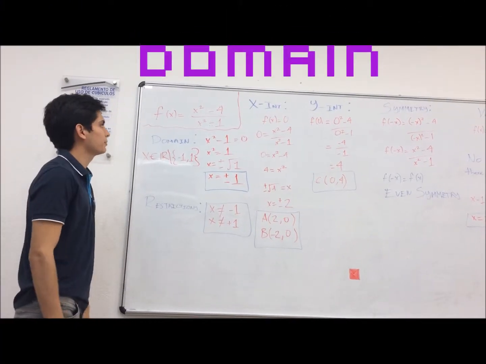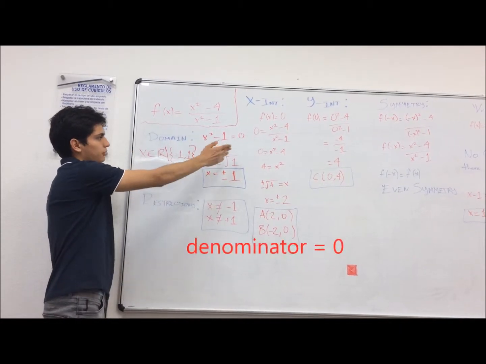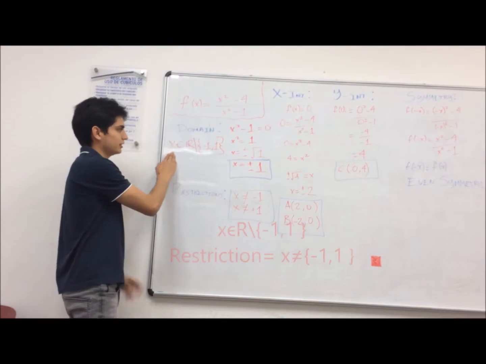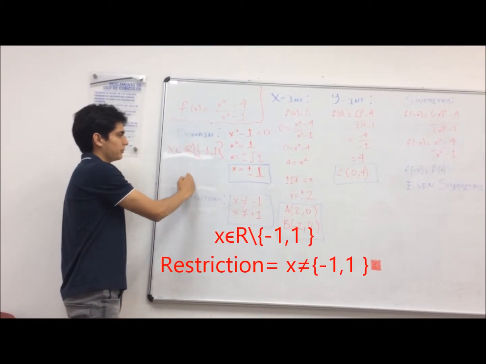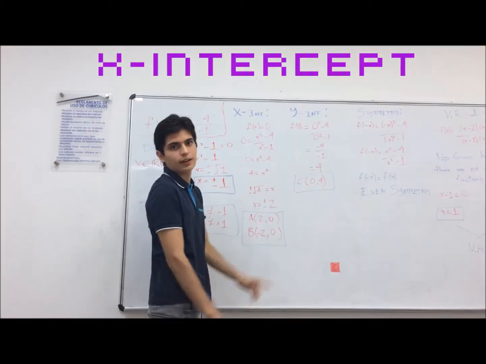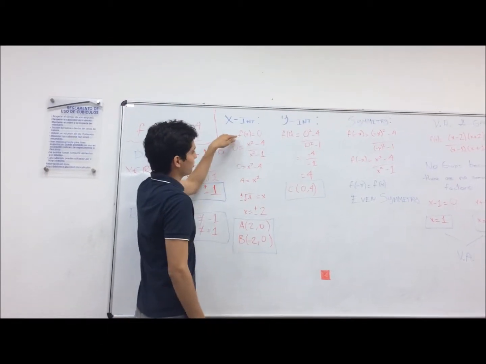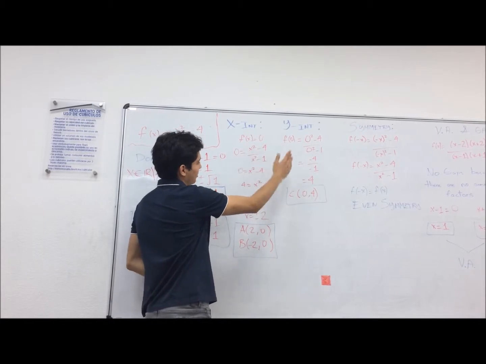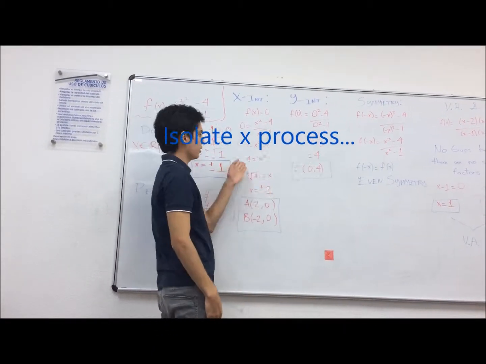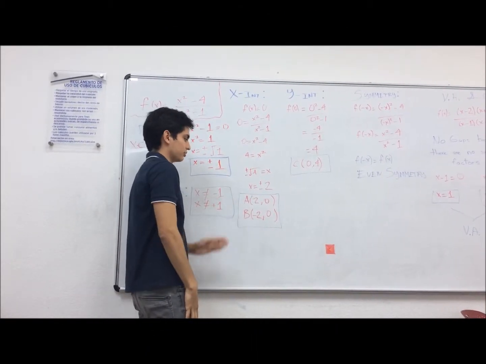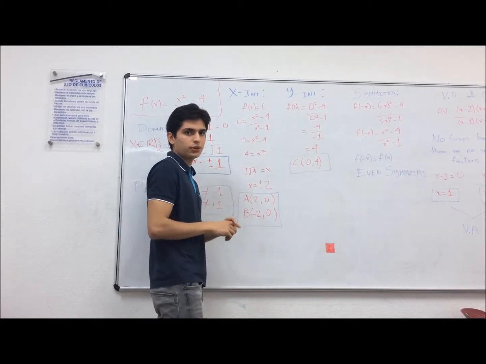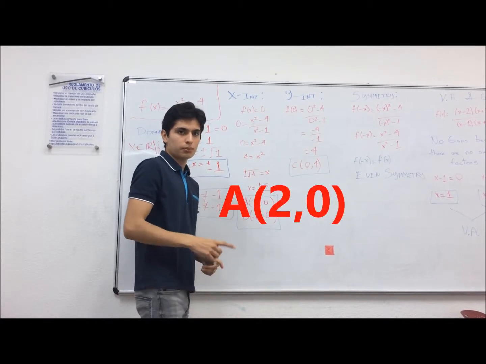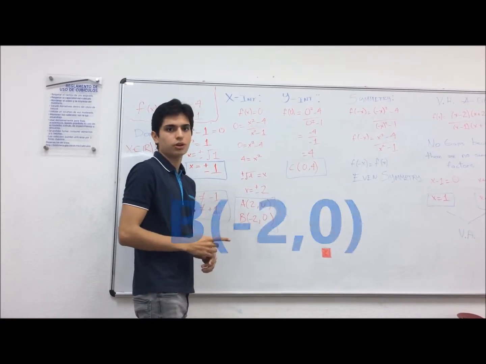The domain. We have to take the denominator out and set it equal to 0. Now the result will be x is equal to all real numbers except -1 and 1. Now the x-intercept: we have to set the function equal to 0. And the result gives x equal to +2 and -2. And we have 2 points, point A that is (2, 0), and point B that is (-2, 0).